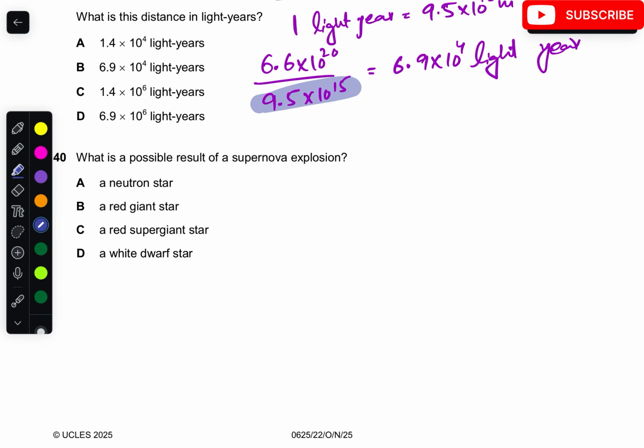Question 40. What is the possible result of a supernova explosion? Supernova will cause a neutron star. Okay, so that's it for this paper.